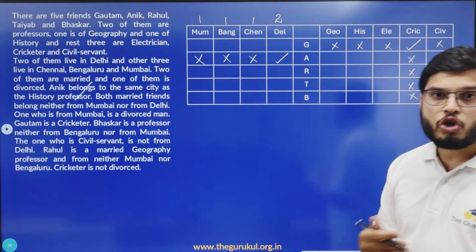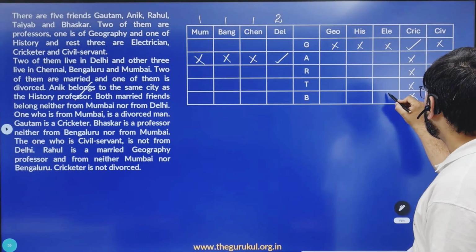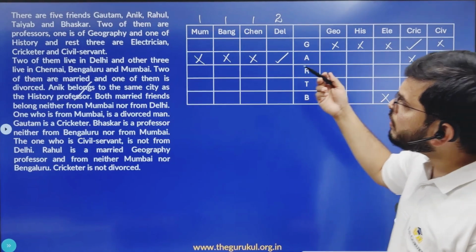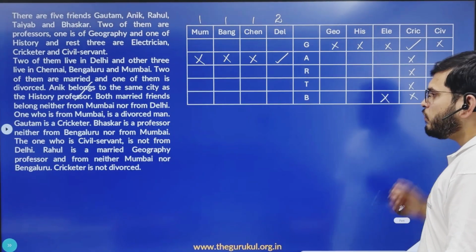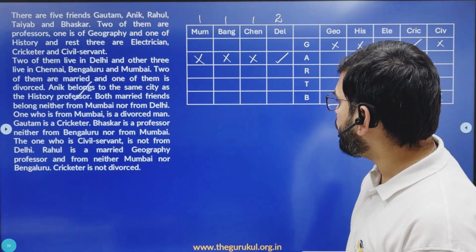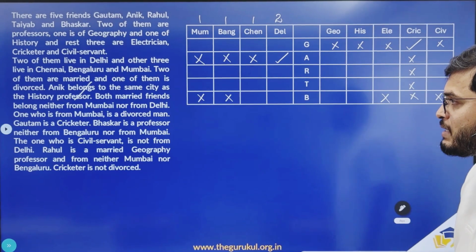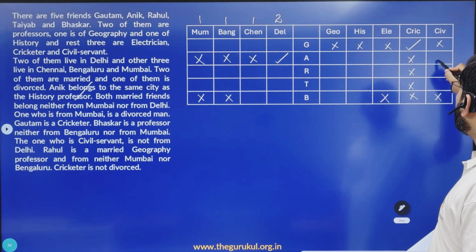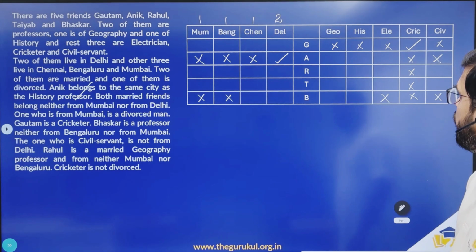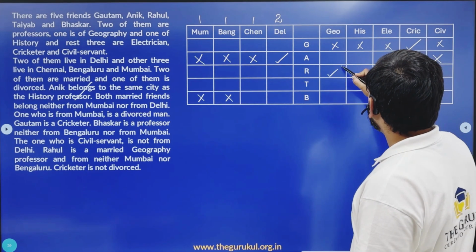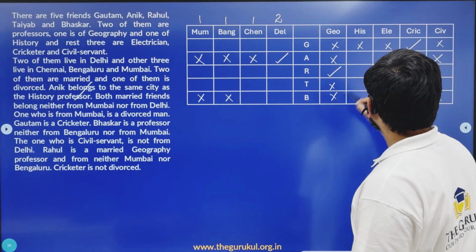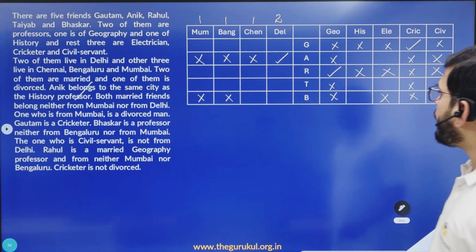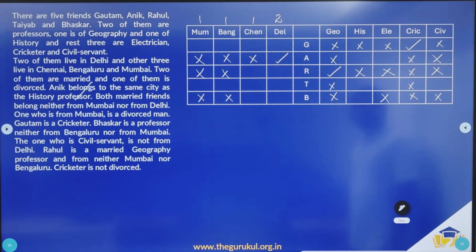So he can be geography professor or history professor. We do not know. So neither who's that? Electrician nor civil servant. And he is neither from Bangalore nor from Mumbai. The one who is civil servant is not from Delhi. So A cannot be the civil servant. Rahul is a married geography professor. Done. And from neither Mumbai nor Bangalore. Cricketer is not divorced. Okay.